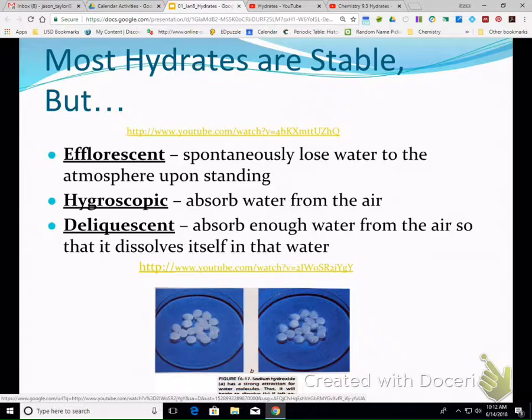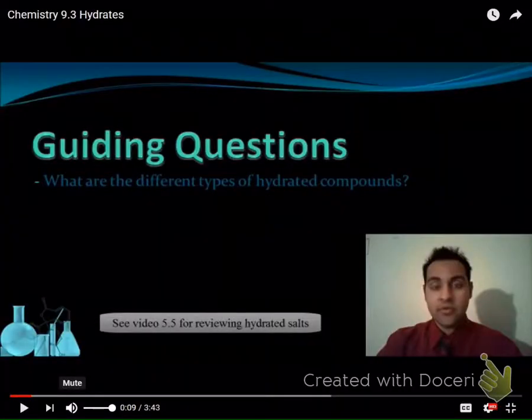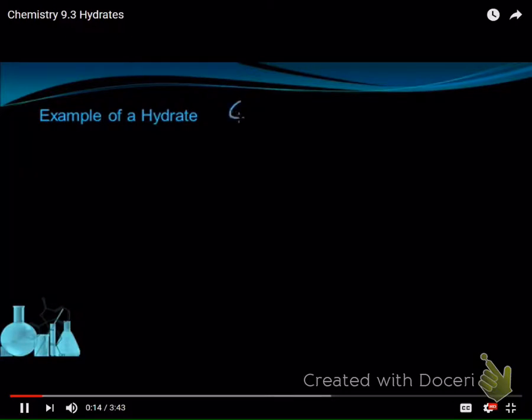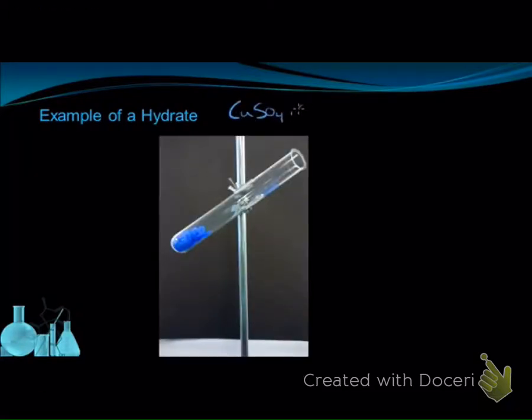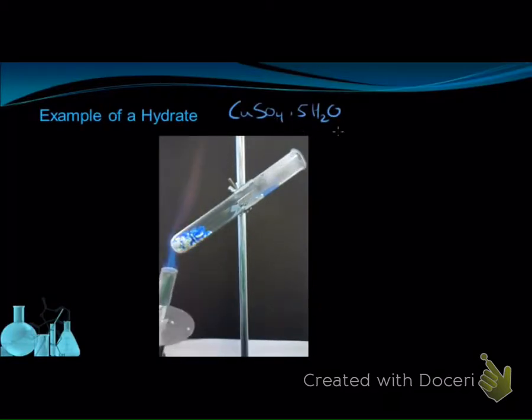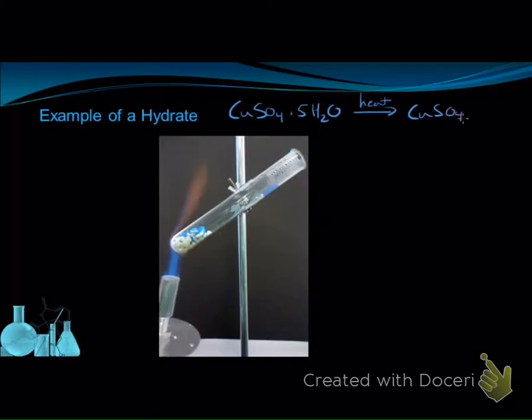Let's watch a quick video with an example of a hydrate. Let me show you how easy it is to remove the water. Focus on the different types of hydrates. Here we have an example of a hydrate. It's copper 2 sulfate pentahydrate. That means there are 5 water molecules contained in this crystal structure of copper 2 sulfate. So you can see that the copper 2 sulfate pentahydrate is being heated. And as it loses water from the heating, it becomes copper 2 sulfate and 5 water molecules released as vapor.